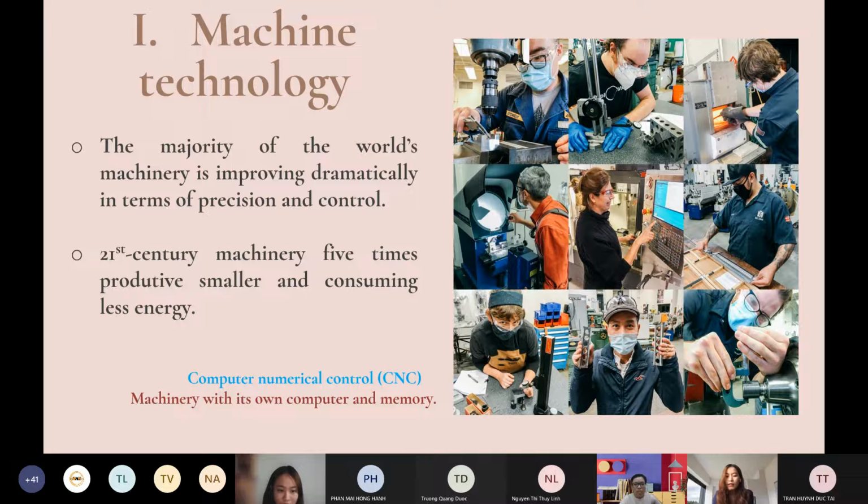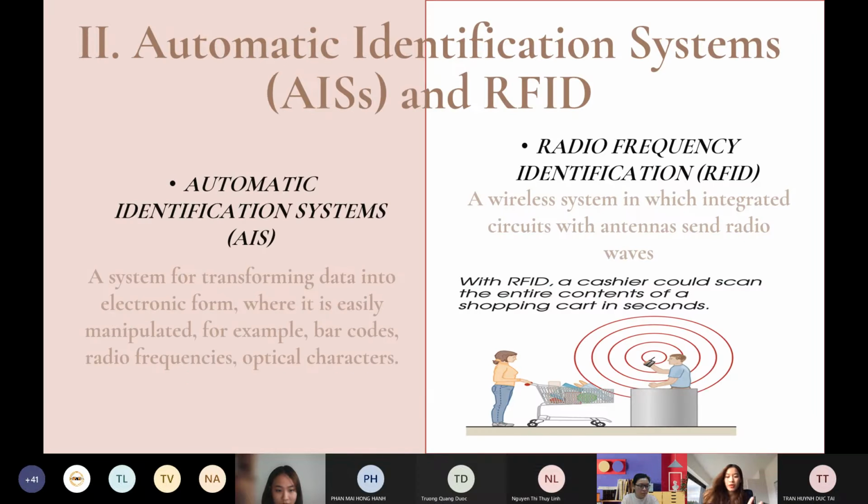The intelligence now available to control new machines through computers allows for faster and more precise fabrication of complex items. Electronic control increases speed by reducing conversion time, reduces waste because of fewer errors, and increases flexibility. And we will introduce the CNC, computer numerical control, machinery with its own computer and memory.